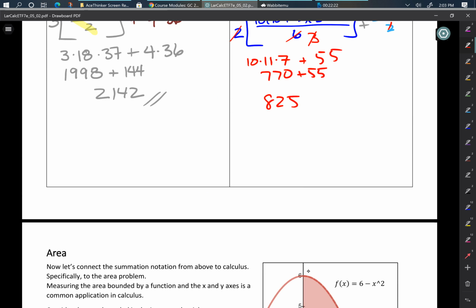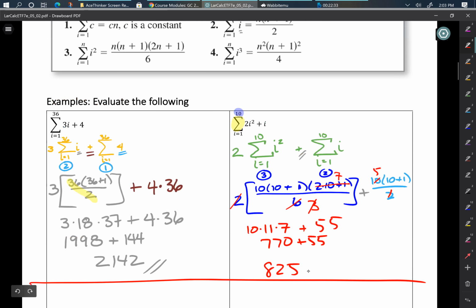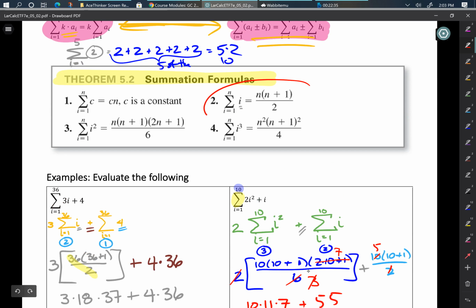Now, that brings us to the end of this video. I'm going to toss something in here on the end. Feel free to not listen to this if you don't want to. It's the story behind this summation formula. All right, so here's the story.